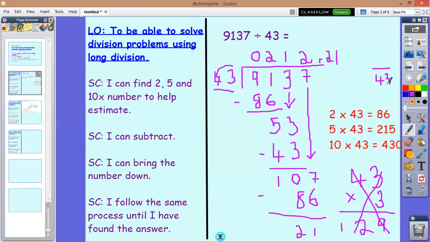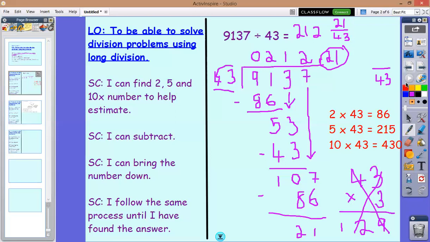And we already know my answer here is going to be 212. It's got to be over 43. Now my remainder becomes my numerator because that's what's left over. So I'm going to put 21 over here. And that's how you do long division.